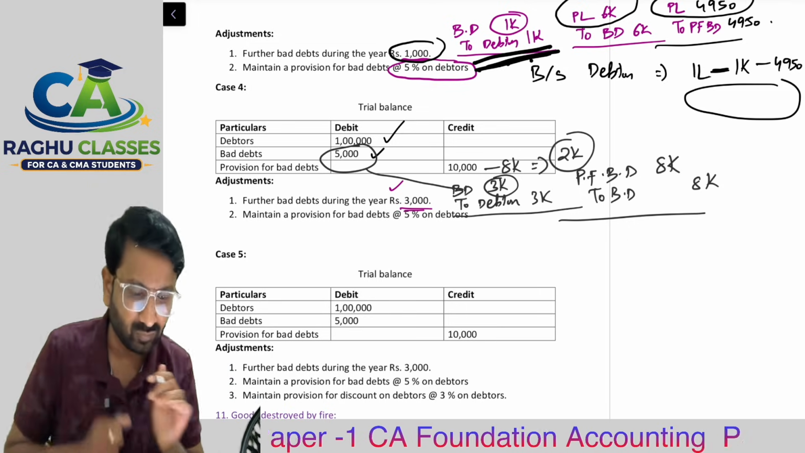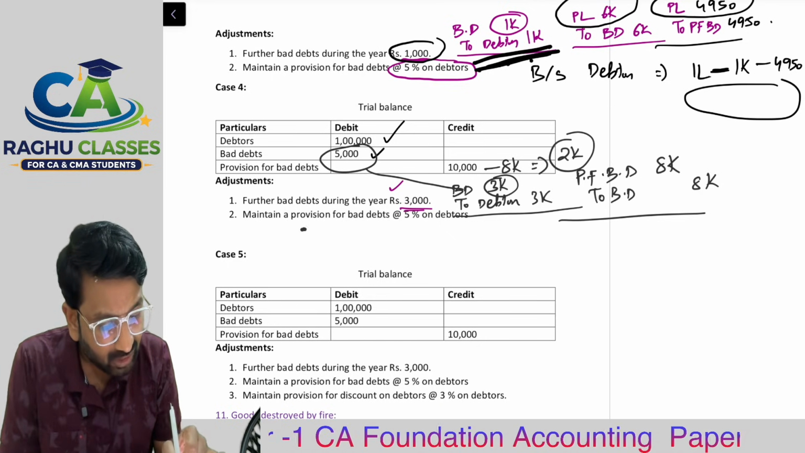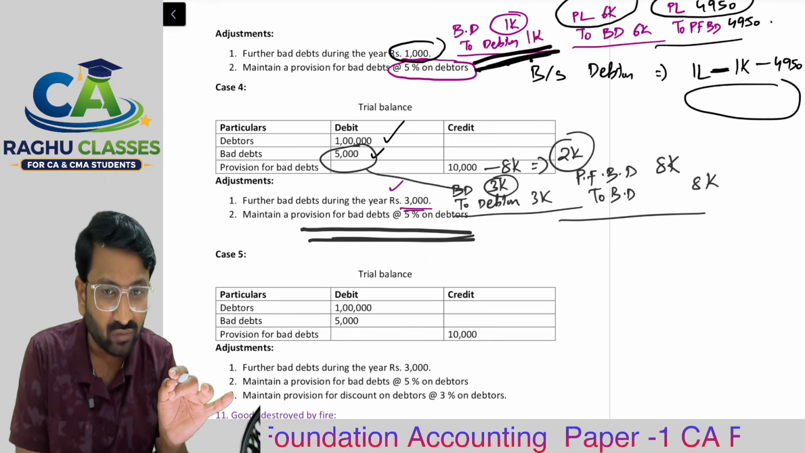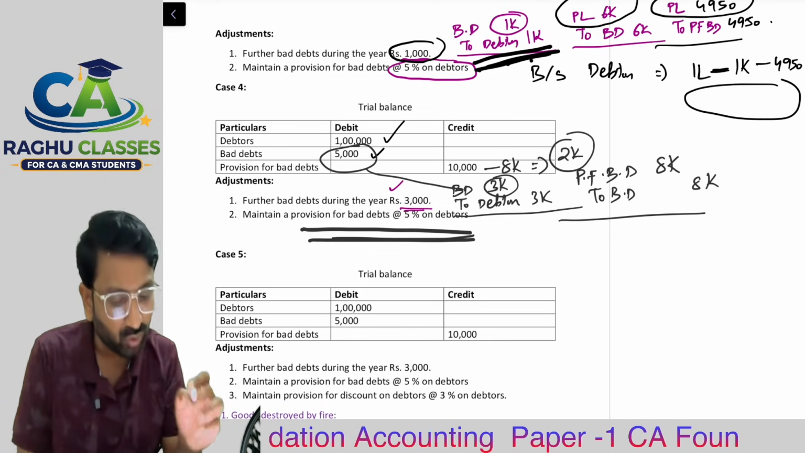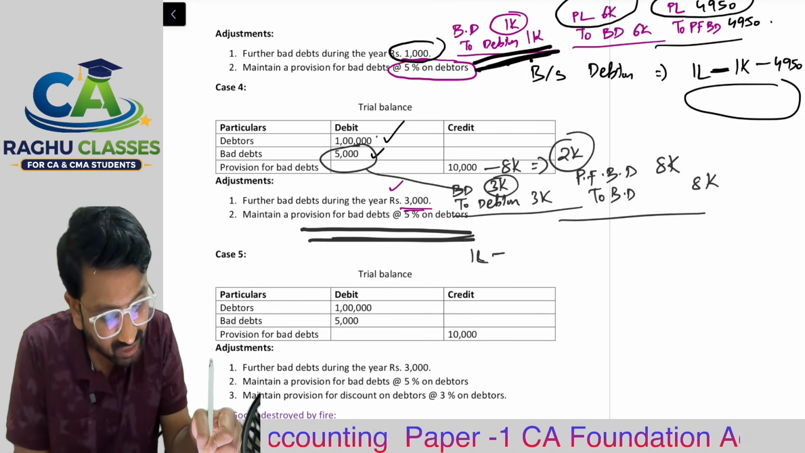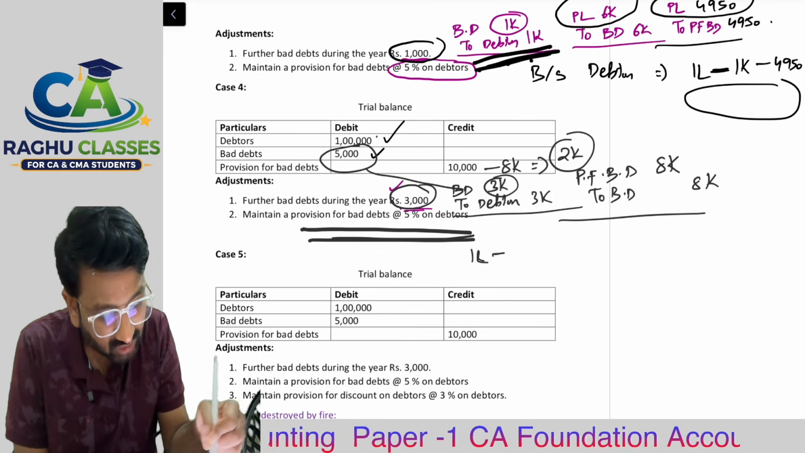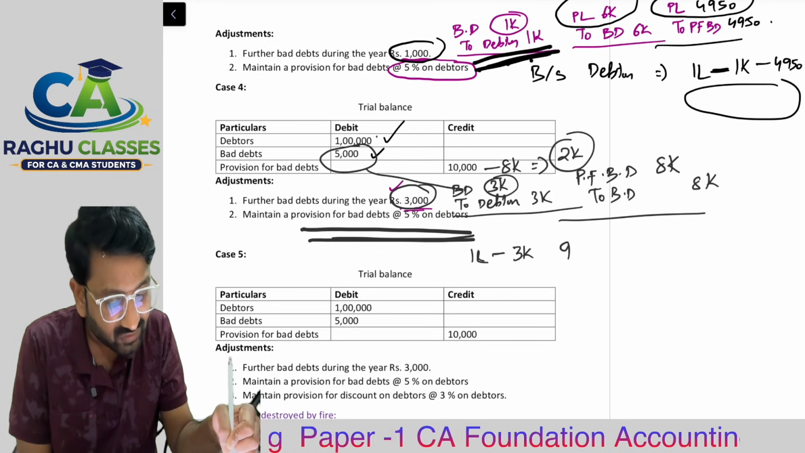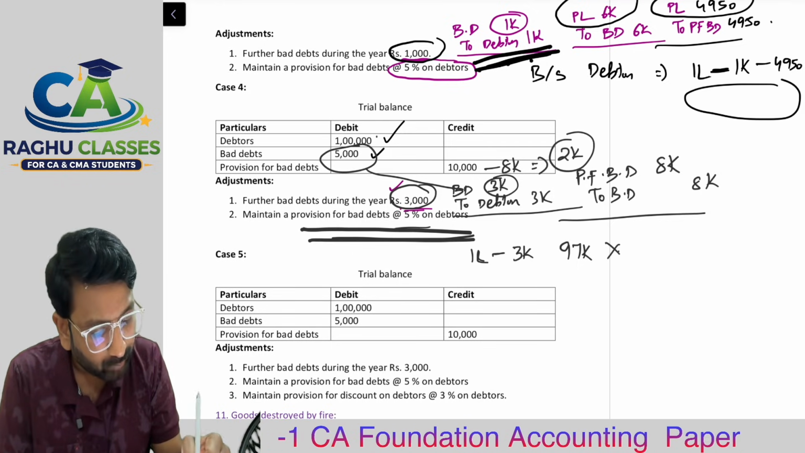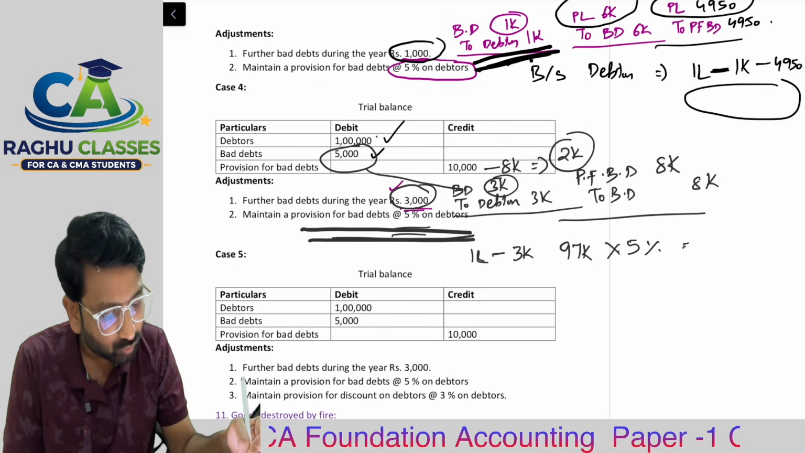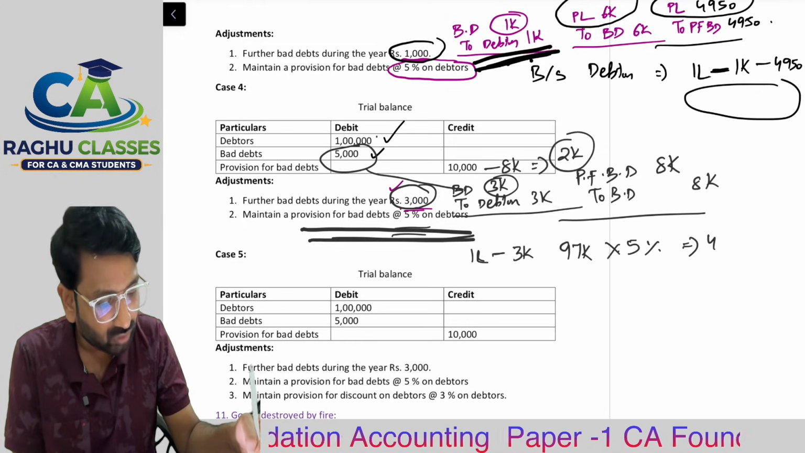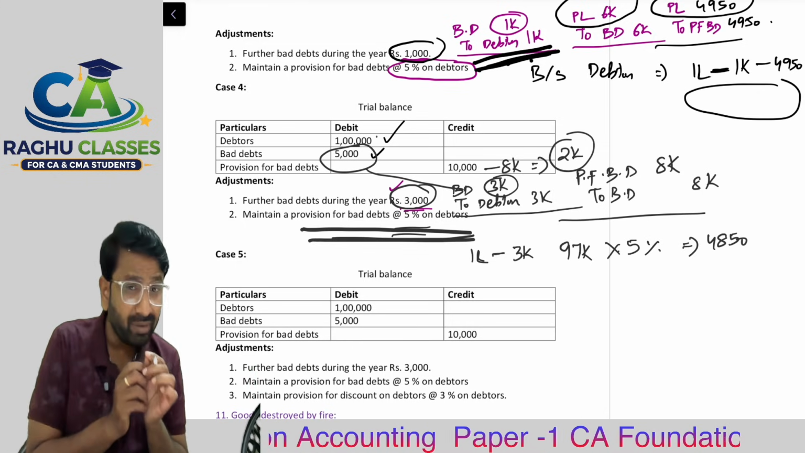Now they're telling you, maintain a provision of 5% on debtors. You should always maintain 5% of net debtors. And what is your net? Your gross is 1 lakh. From this 1 lakh, I should minus only the outside bad debt of 3,000. So my net debtor is 97,000. On this 97,000, I want to maintain 5%. So it should be 9,700 divided by 2, 4,850. This is what I should maintain.